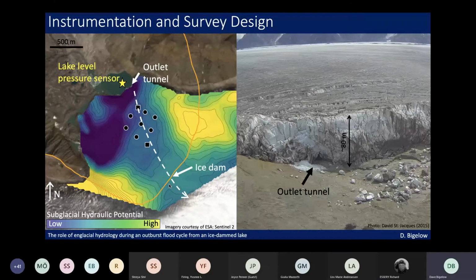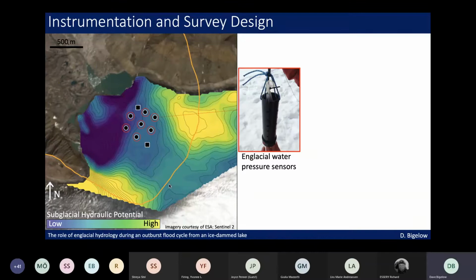We had englacial water pressure sensors installed at each of these stations on the ice as well. They were drilled into boreholes about 13 meters deep to measure water pressure throughout the event. I should note that the ice shelf itself adjacent to the lake was about 200 meters thick near the ice front, deepening to approximately 600 meters downstream.